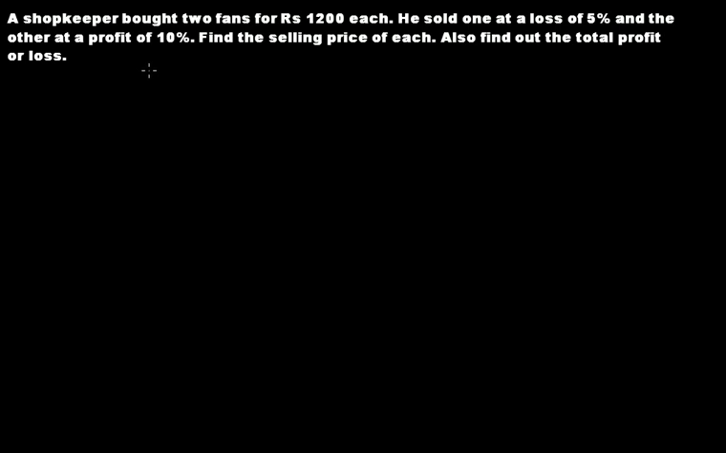We have another problem here, and in this case the problem says a shopkeeper bought 2 fans for rupees 1200 each. He sold one at a loss of 5% and the other at a profit of 10%. Find the selling price of each. Also find out the total profit or loss. Okay, so it says that you bought 2 fans. Let this be fan 1, and this is the first fan, this is the second fan.